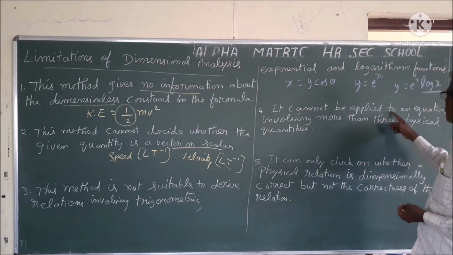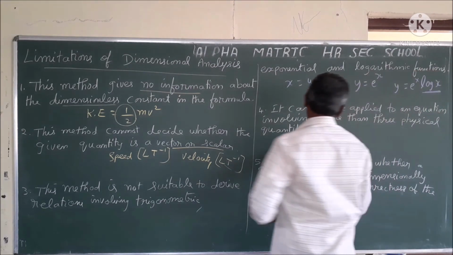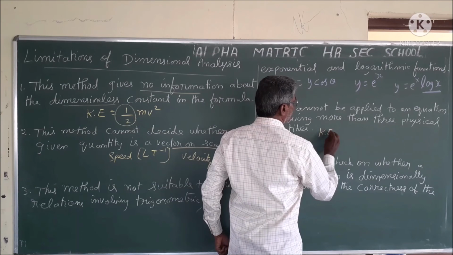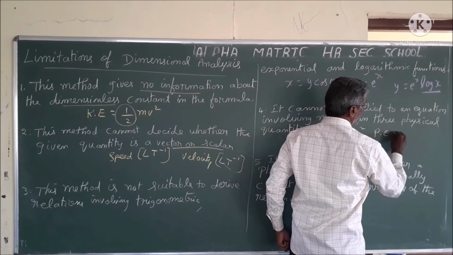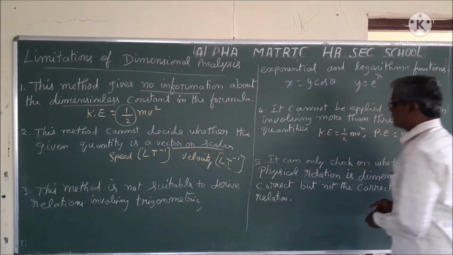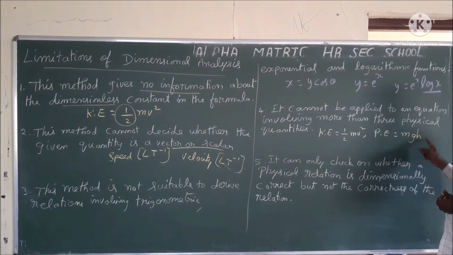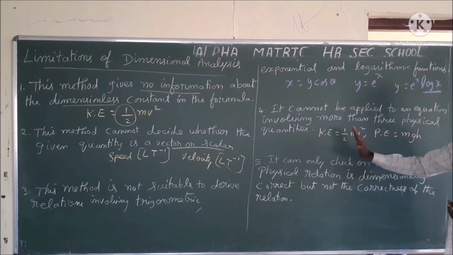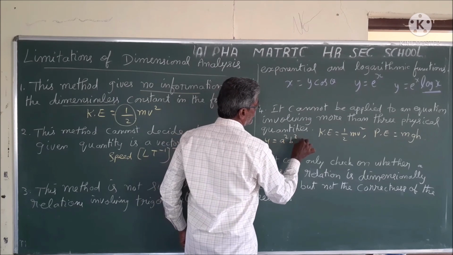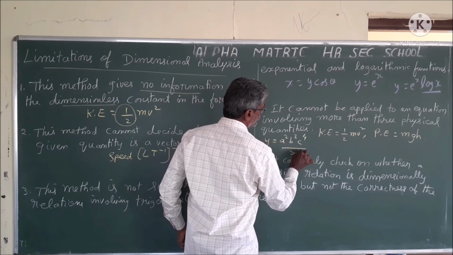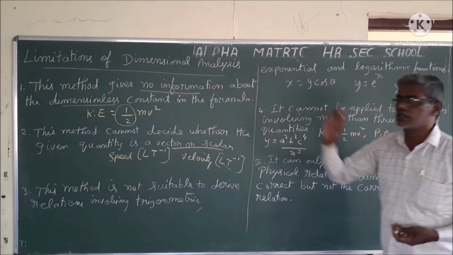Next, it cannot be applied to an equation involving more than 3 physical quantities. That is, kinetic energy is equal to half m v square, then potential energy is equal to m g h. Here we have 3 physical quantities, so we can apply it only up to this. Suppose you have y equal to a square b cube c power 4 by x cube. Here we have more than 3 physical quantities, so for this we can't apply dimensional analysis.